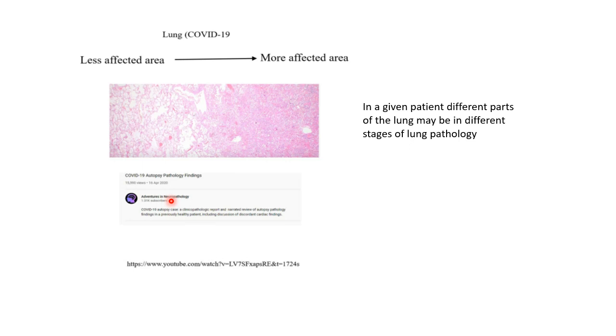This is a slide taken from Adventures in Neuropathology. A very nice talk, and notice this part of the lung is relatively normal, and here we have pathological changes taking place. So in a given patient, different parts of the lung may be in different stages of lung pathology.